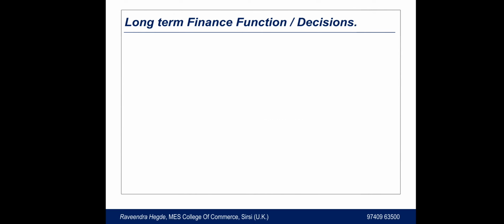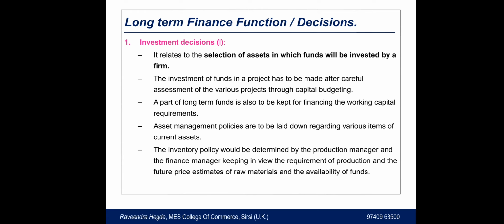The finance functions are divided into long term and short term functions. Now let us examine the long term finance functions or decisions. There are three types: investment decisions, financing decisions, and dividend decisions. The investment decisions relate to the selection of assets in which funds will be invested by a firm. Funds procured from different sources have to be invested in various kinds of assets.